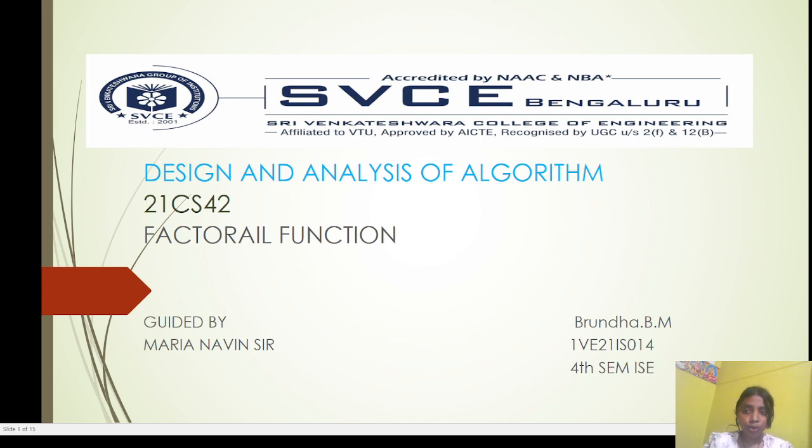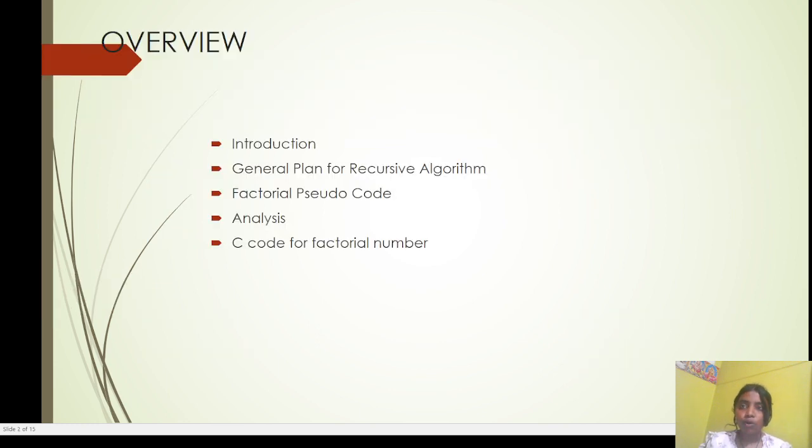Let me discuss today about the factorial function: overview, introduction, general plan for recursive algorithm, factorial pseudocode, analysis, and C code for factorial number.